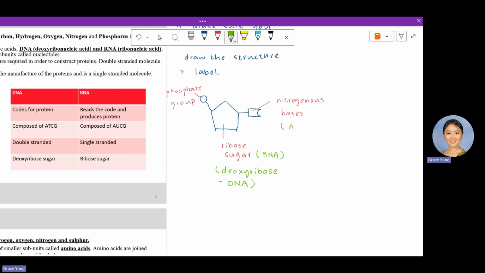If you're looking at A, T, C, G, these are the four bases for DNA molecules. And then if we replace T with U, then we're talking about the bases for RNA molecules.